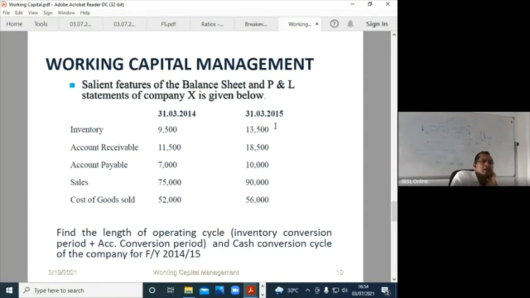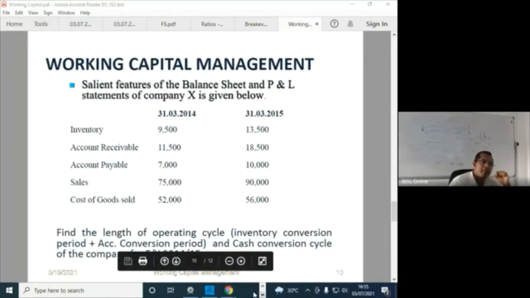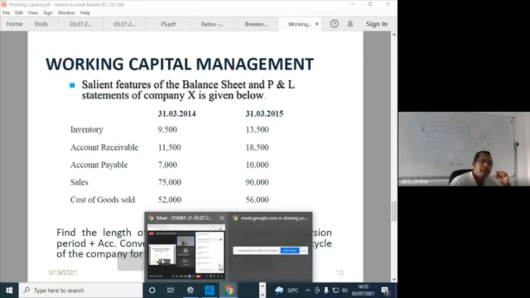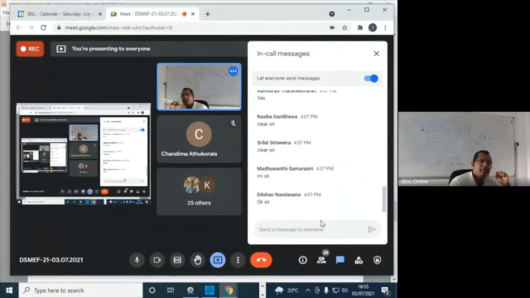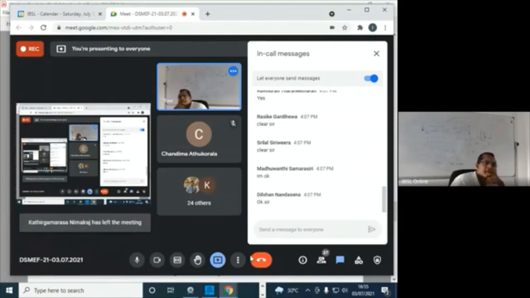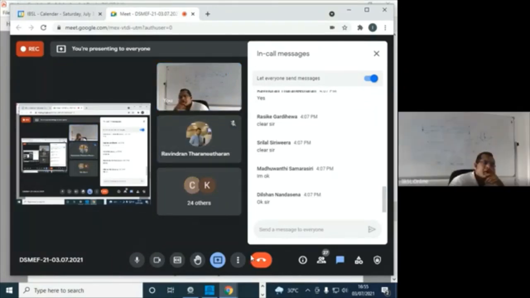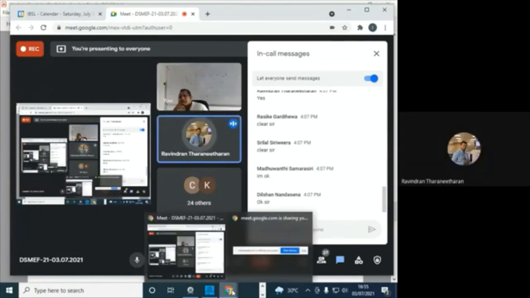Don't look at the other sheet. Just work out the working capital period. You need to work out inventory turnover period, debtor collection period, then operating cycle, then creditor payment period, and the cash cycle. Right? 5 items. Take 10 minutes and do it. And send me. I need everyone to send me the answer. Text me the answer so I can see that. Okay? So the slide is not visible, sir. Huh? You can't see the slide? Okay.